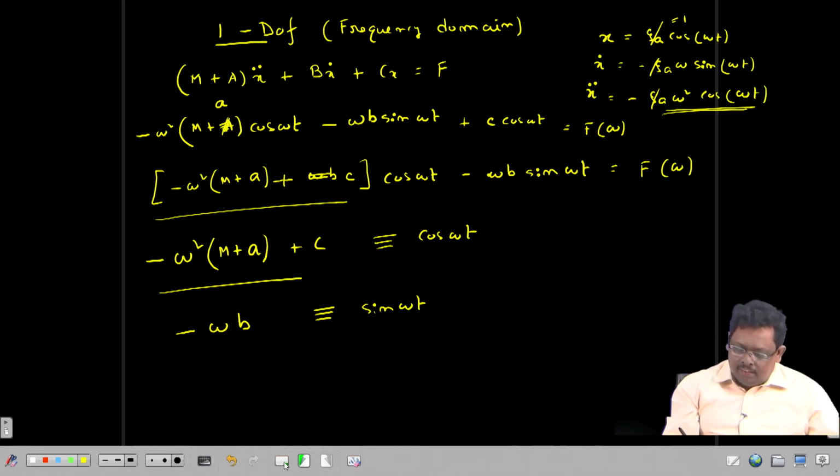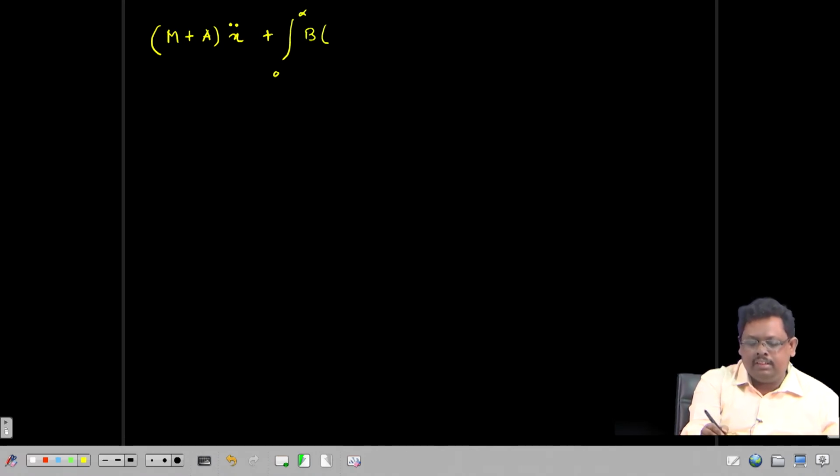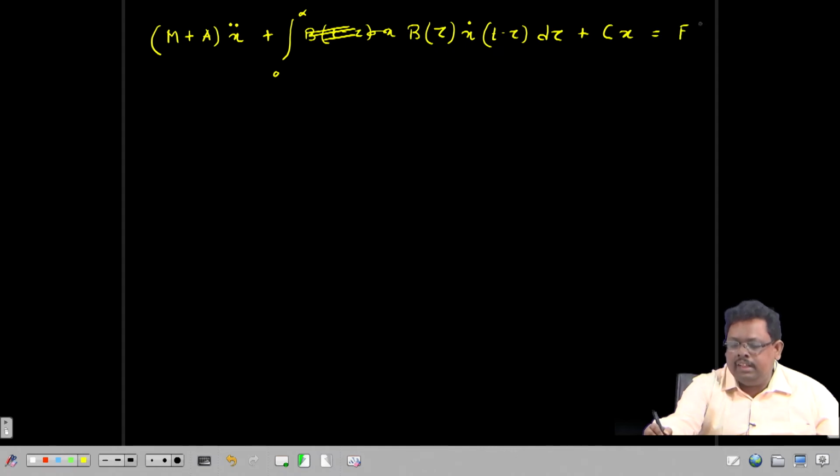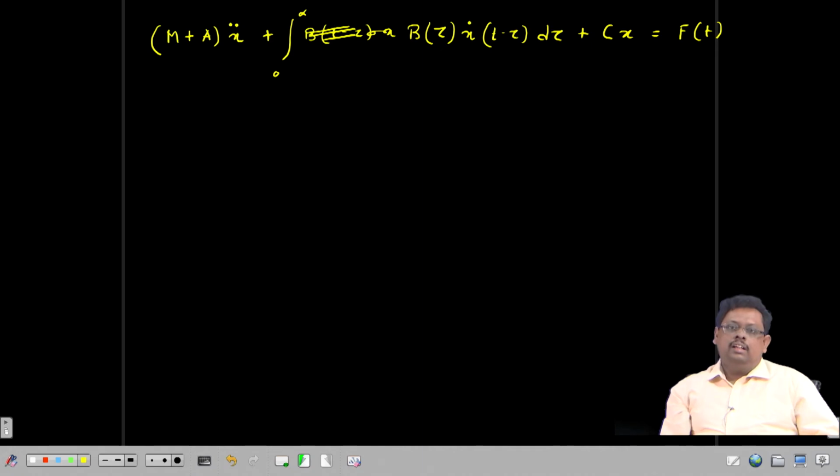Okay. And then I have this impulse response function equation of motion, which is m plus a into x double dot plus integral from 0 to infinity. Now, I just use the b because t minus tau. No, it is not t minus tau. If you use 0 to infinity, it should be b of tau into x dot of t minus tau d tau, plus c into x equal to your f. Now, here I can make it f of t, not omega.